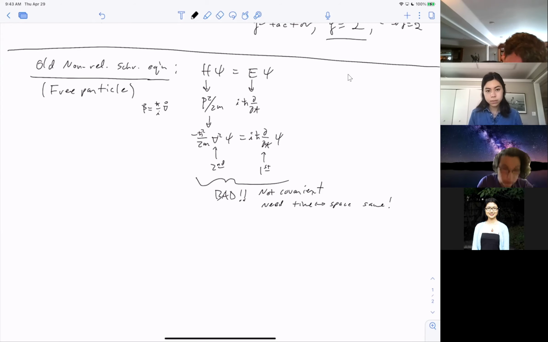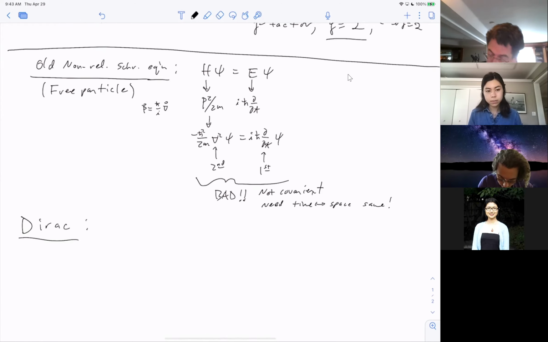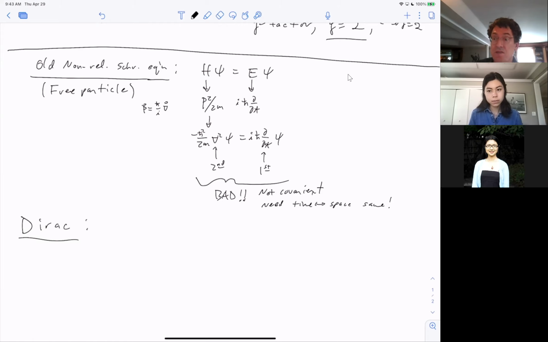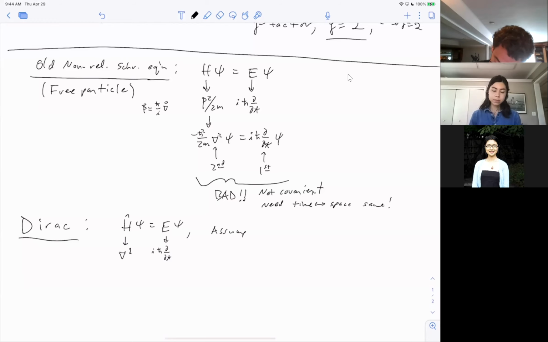So what Dirac did is he said, I really like the formalism of quantum mechanics, so let's keep it. But how can I get time and space on the same footing? He said, if I'm going to keep H psi equals E psi, and if E is going to give me i h bar d dt, then H has to give me del to the first power. So he just said, let's make the assumption that the Hamiltonian for a free particle is proportional to p. That's the whole thing.